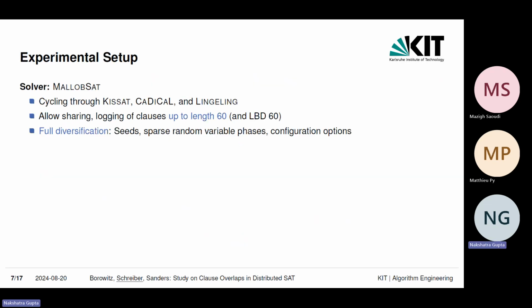Okay, so tricks we use. Let me briefly explain our setup. We use MallobSat, the distributed solver, and we cycle through 3 different solver backends. We use Kissat, CaDiCaL, and Lingeling. We allow the sharing and the logging of clauses up to a length of 60, which captures most of the clauses that are produced by those solver threads. And we employ different kinds of diversification, like random seeds for each solver thread, or setting some variable polarities differently for each solver thread, and configuration options which are specific to a certain solver backend.